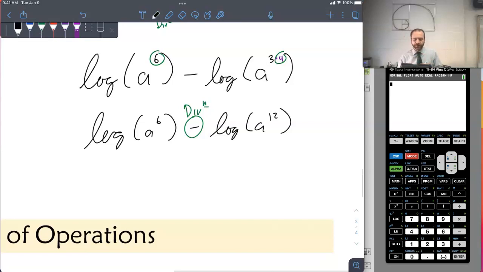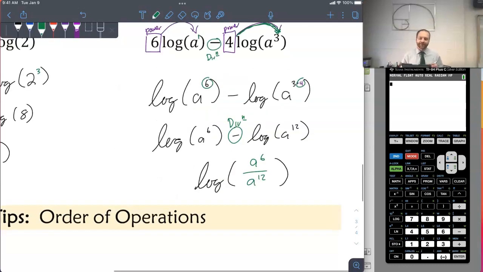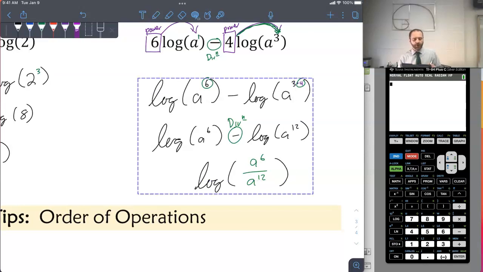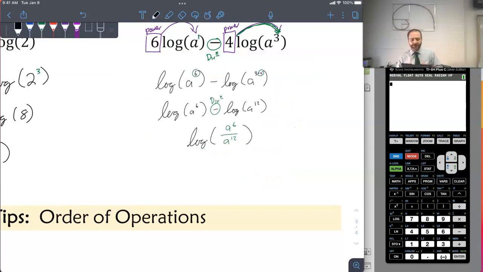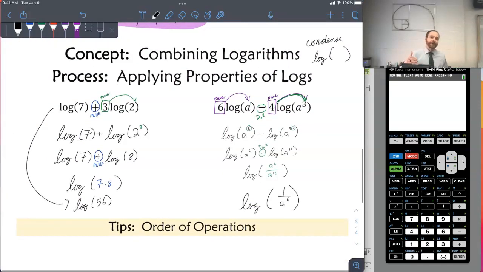We are going to merge these together into one single logarithm by doing division. And you may say, I am done, but no, you're not, because this can be combined as well. And always simplify your answers. So a to the 6th over a to the 12th is 1 over a to the 6th. And there you are, combined into a single logarithm. And I said the tip here is order of operations. I'm not going to go into anything more than that because I went into that tip during these examples right here.